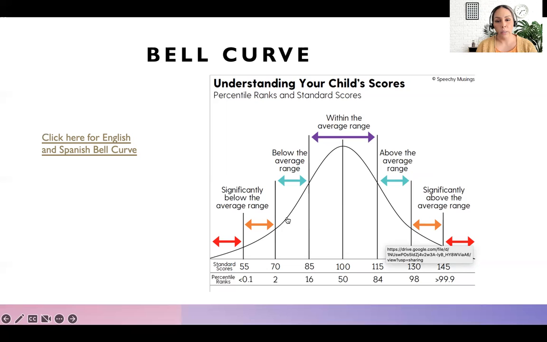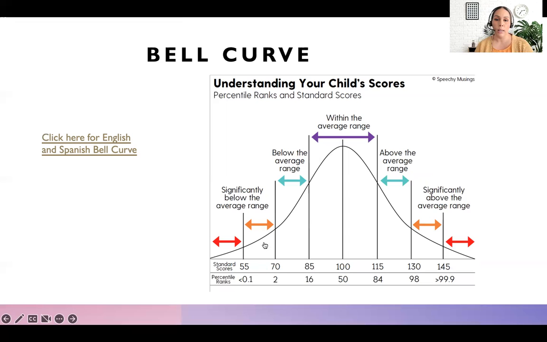And even this area here, although it's not so far away from this average area, it is an area that means that there's a struggle. And when we start getting into this area, we know that there's significant struggle, and we know that the child's going to have a lot of difficulty with whatever area they're performing in this range in.